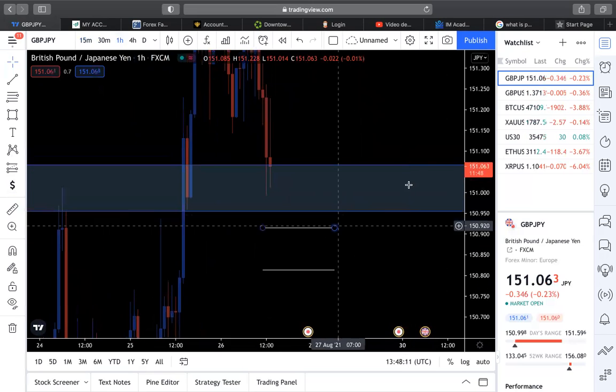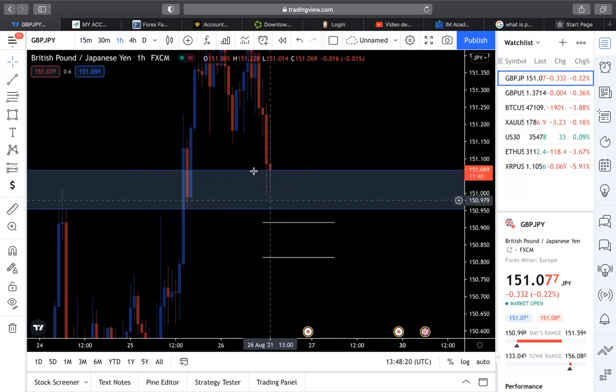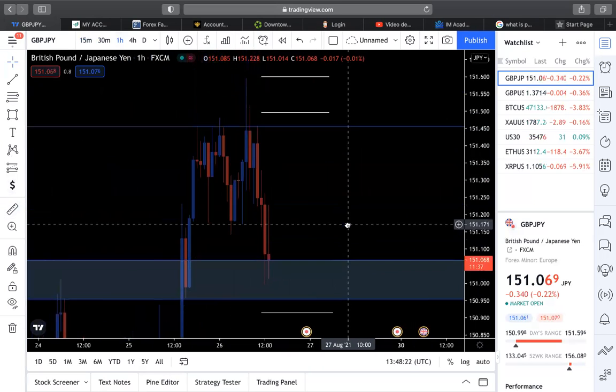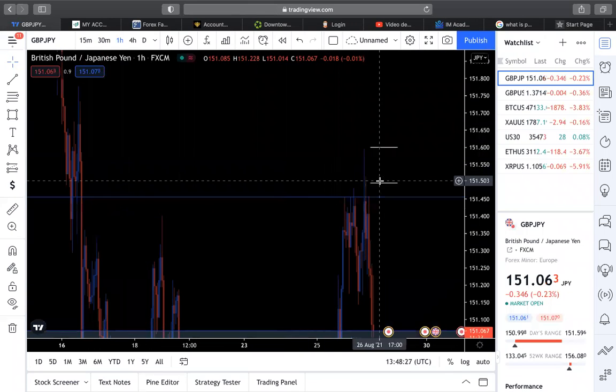Yeah, I do like sells below this. I like it. Buys below this level are valid too.